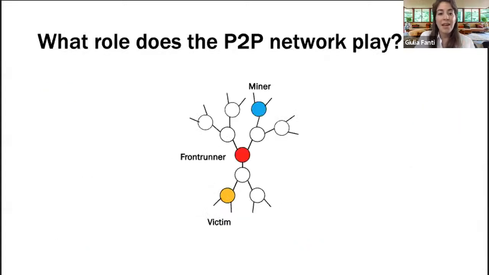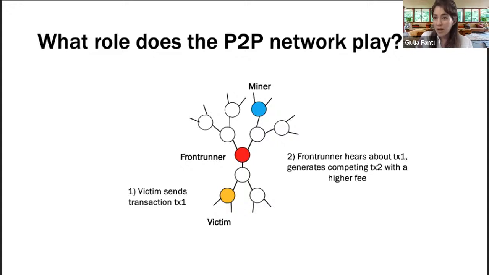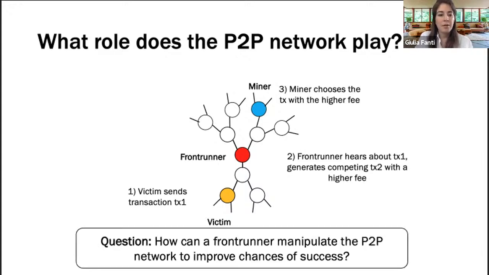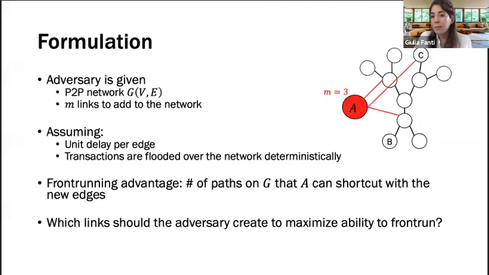So this, again, ends up being a peer-to-peer network problem, because if your front runner is located between a victim and a miner, then the frontrunner can generate transactions that are messing with the order in which transactions are processed by the miner. So we've started very recently looking at questions related to how can frontrunners manipulate the structure of the peer-to-peer network to improve their chances of success. And this leads to some interesting graph problems related to topology modification and analyzing the speeds at which transactions reach a particular target in the network under these modifications.